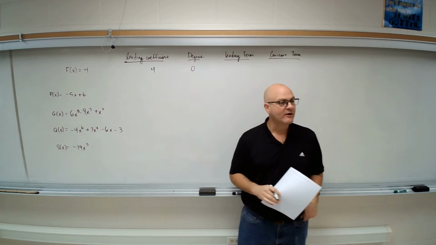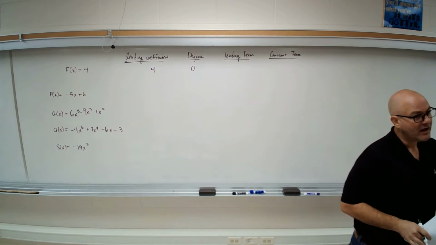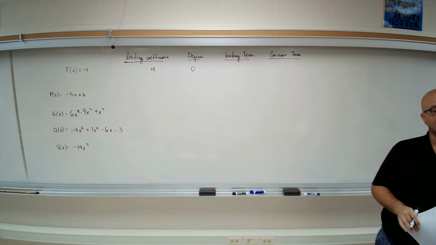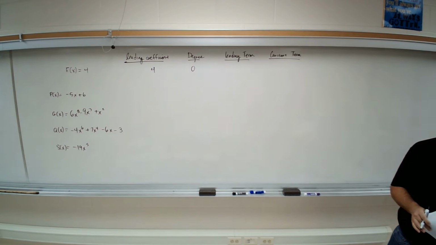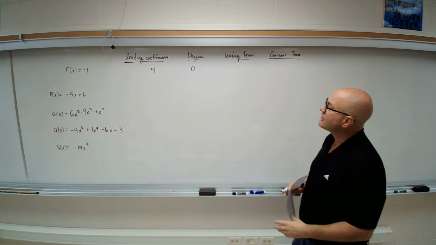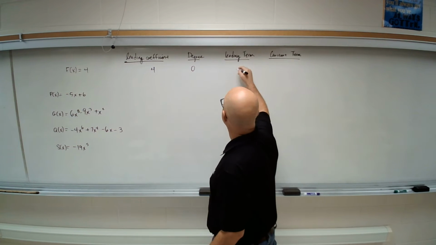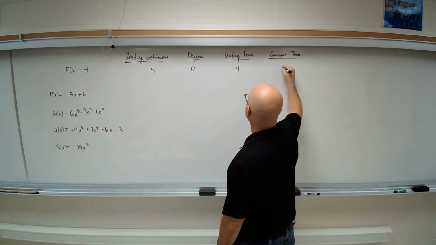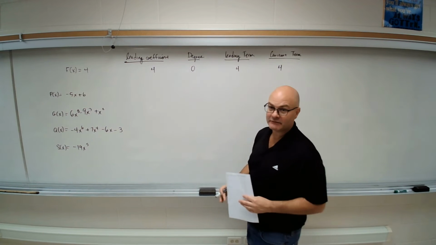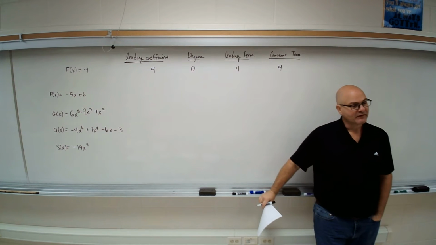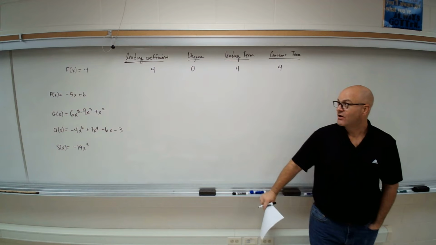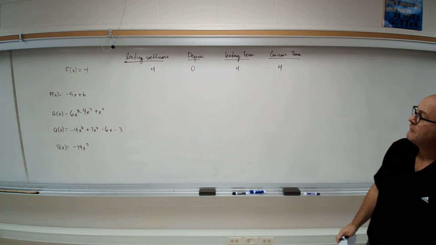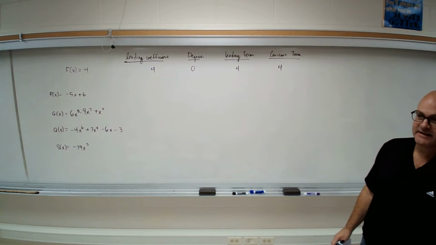If it's degree 0, it's going to be a horizontal line. If it's degree 1, it's going to be an oblique line. We actually have a slope. The leading term would again just be 4. The constant term would again just be 4. So that was definitely a weird one to get started with, but hopefully all those facts make sense there.